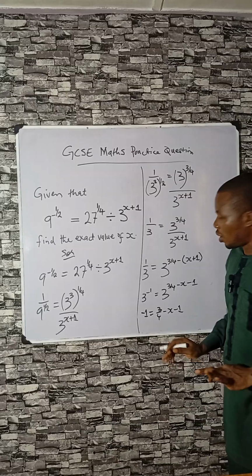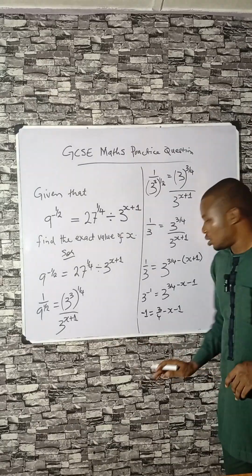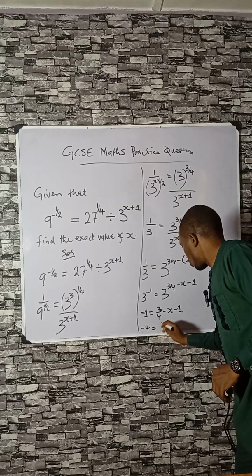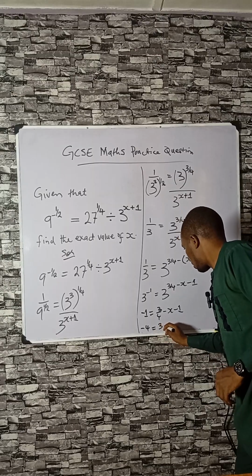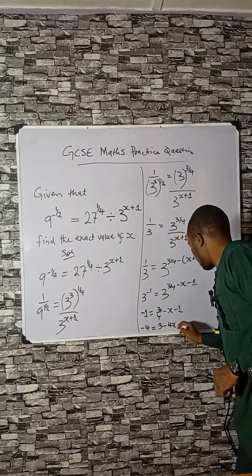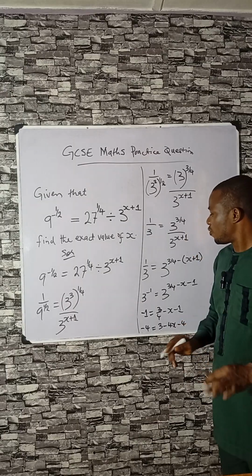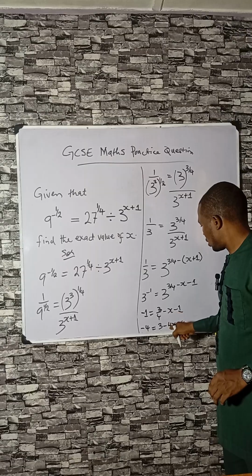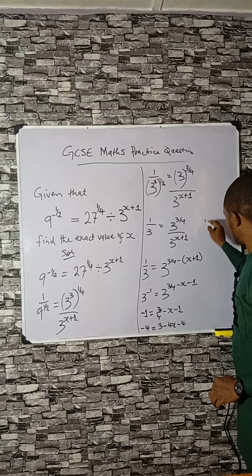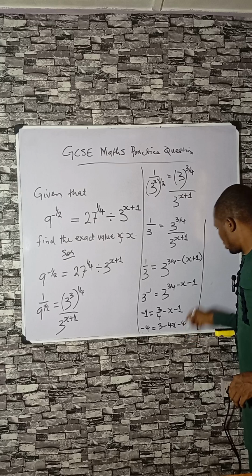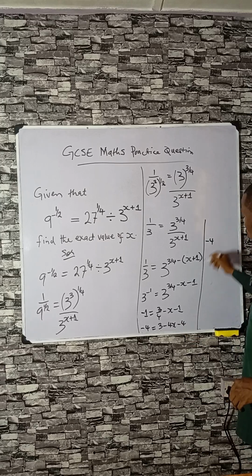So we multiply through by 4 to make the equation straight linear. So we have minus 4 here equals 3 minus 4x minus 4, again multiply by 4, gives minus 4. This is gone, then 4 times this, and then this. So we collect like terms. Minus 4 is here.